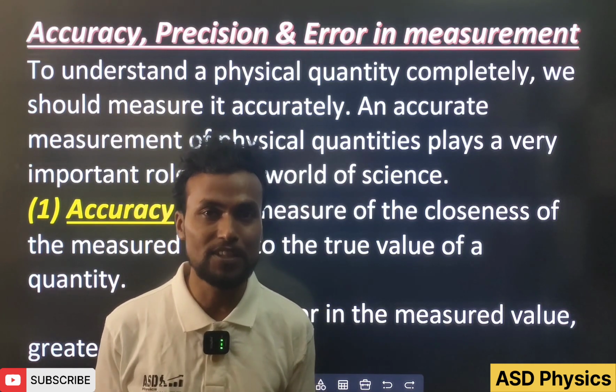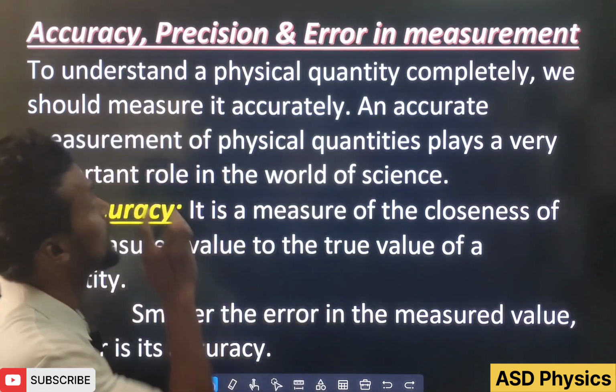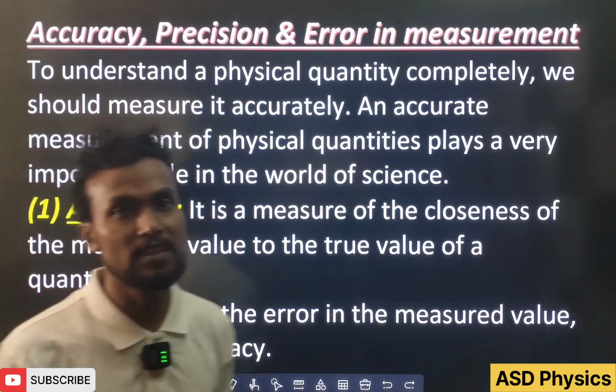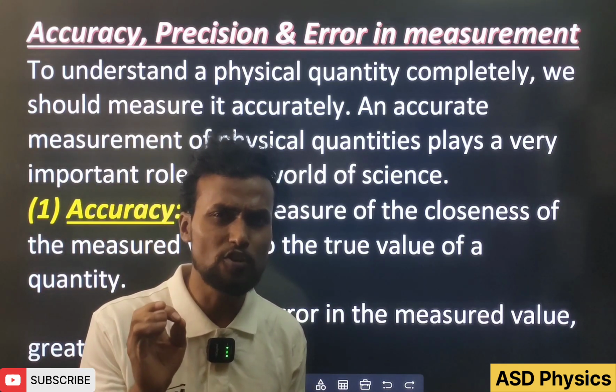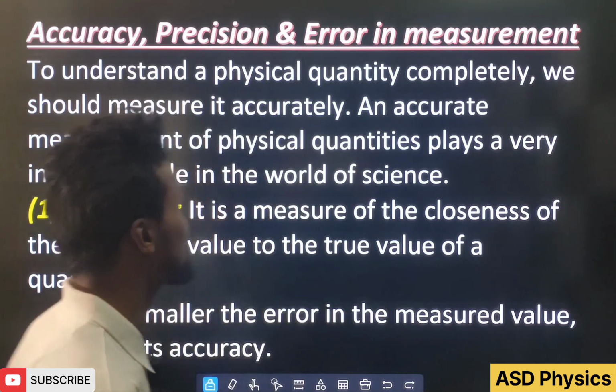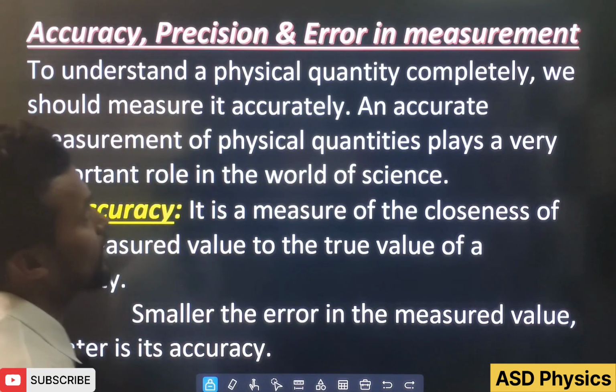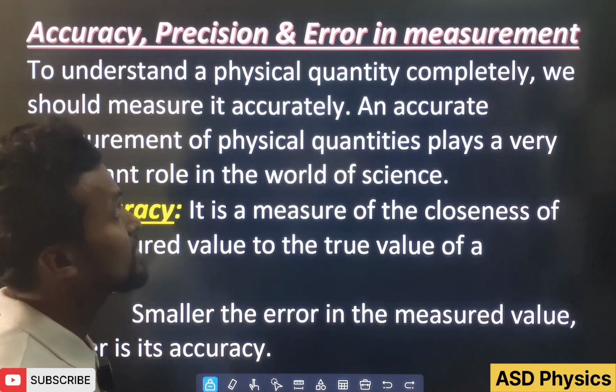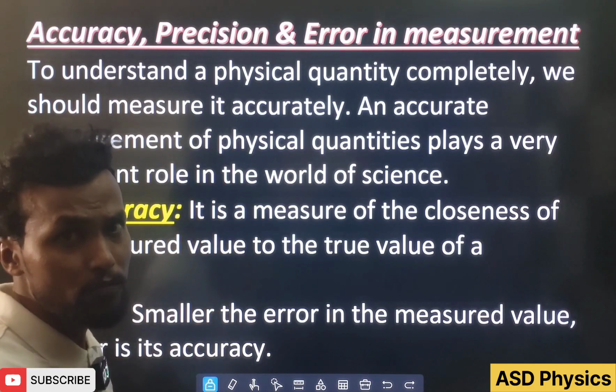So students, in this video we are going to learn about the accuracy, precision and error in a measurement. Very easy topic. Let's start the video and let's learn all these things. Okay students, so let's see here. Under the topic accuracy, precision and error in a measurement, let's see first some introduction.